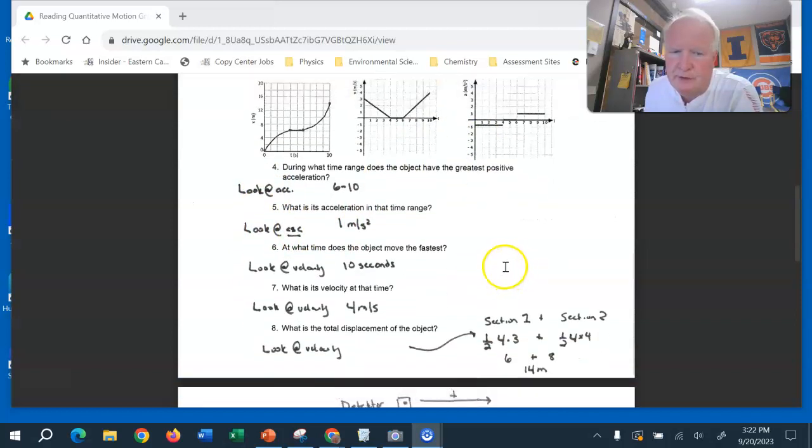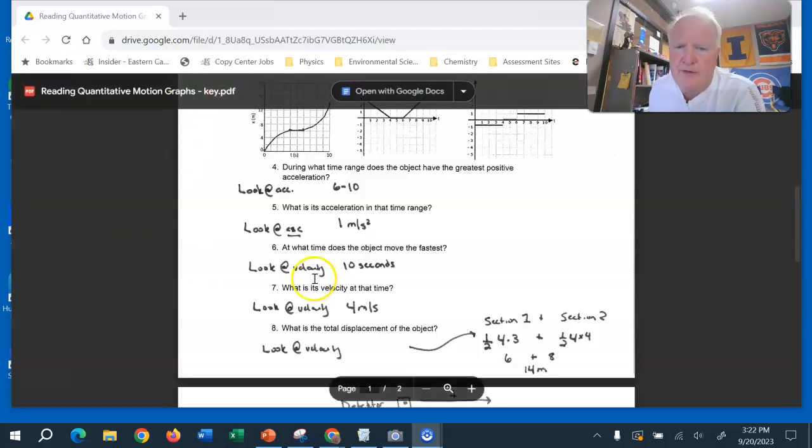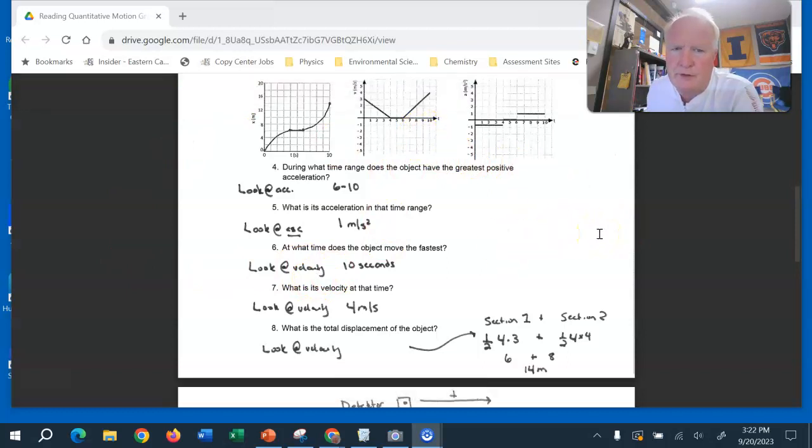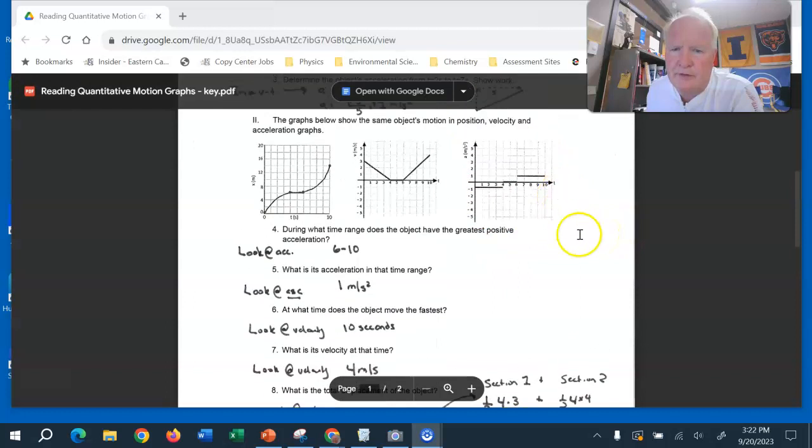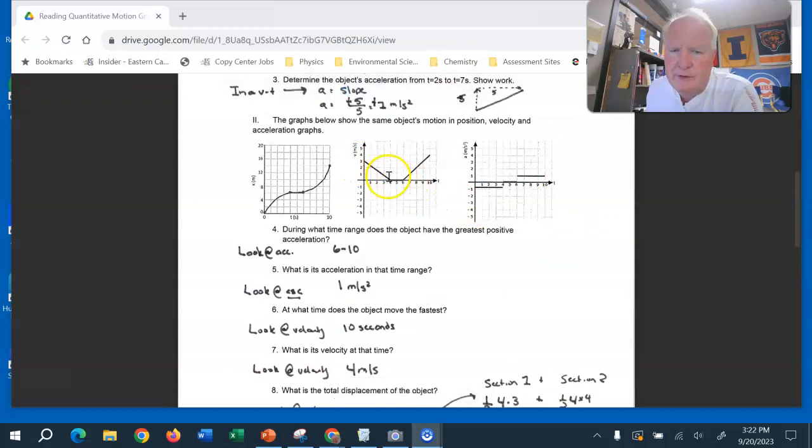All right, the next one says, at what time does the object move the fastest? So now we want to ask, what does fastest mean? Well, fastest means velocity, and so we look at the velocity graph. Where's the fastest? Here it's moving pretty fast, but right here is the fastest. So at 10 seconds, it's moving the fastest.